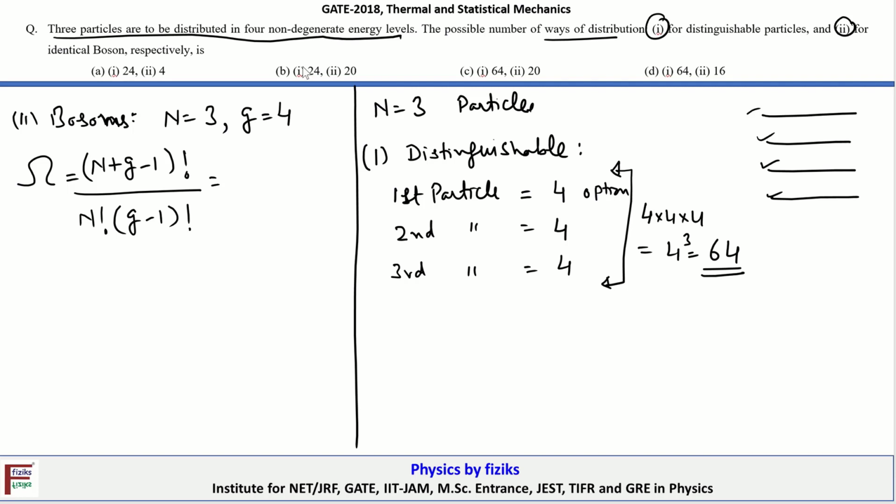Now substitute the corresponding values of n and g here. That is 3 plus 4 minus 1 factorial upon 3 factorial into 4 minus 1 factorial, and after solving it we obtain that this quantity comes out to be equal to 20. So the correct option is C here. When we treat the particles as distinguishable, we have 64 possible ways of distribution, and when we treat them as bosonic particles, we have 20 different ways of distribution.